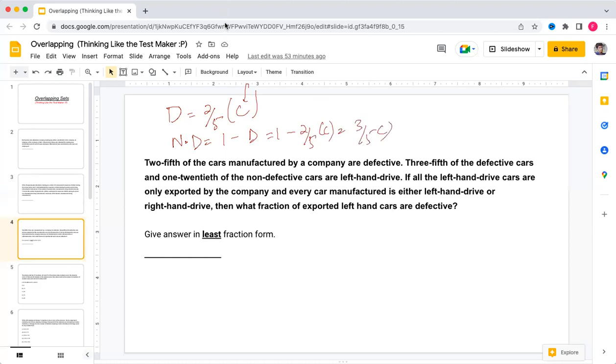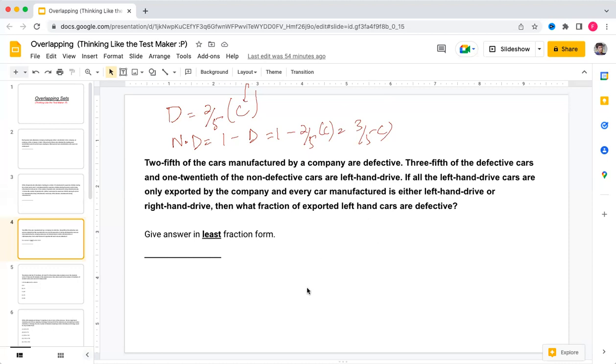Next thing is 6/25. Let's see now whether this is 6/25 or not. Next thing is 3/5 of the defective cars and 1/20th of the non-defective cars are left-hand drive. If all of the left-hand drive cars are exported by the company, and every car manufactured is either left-hand drive or right-hand drive, then what fraction of exported left-hand drive cars are defective?